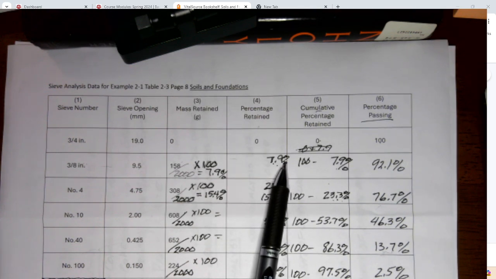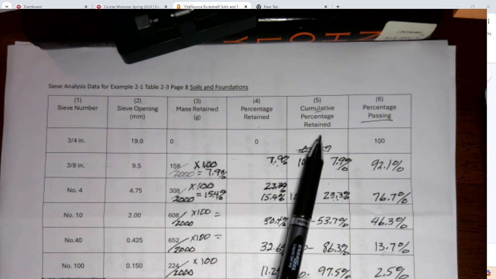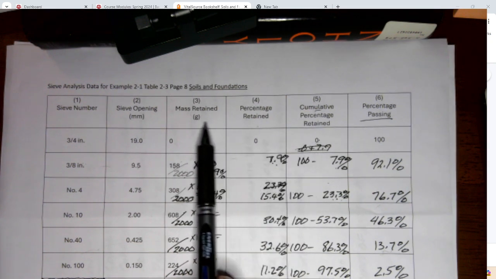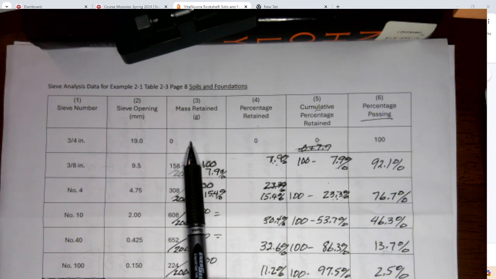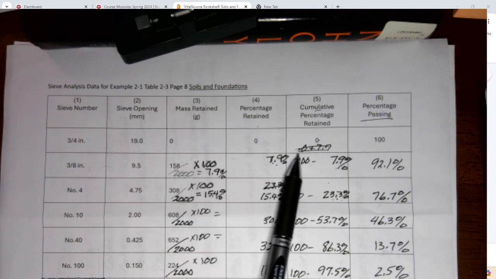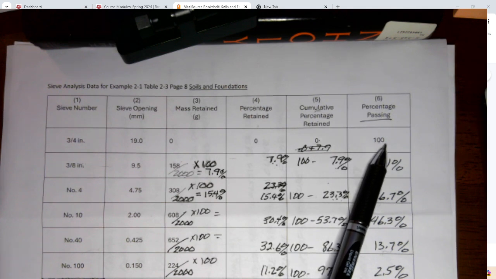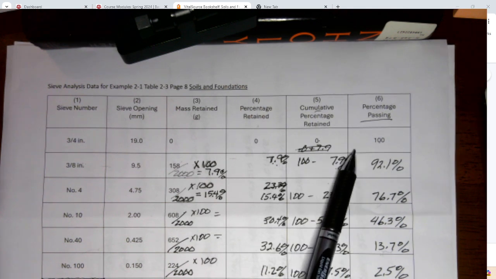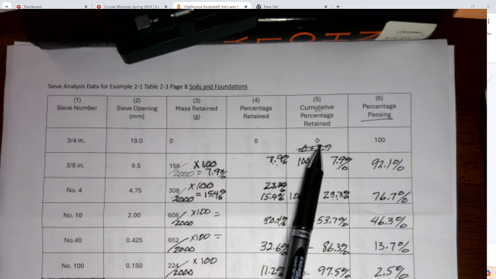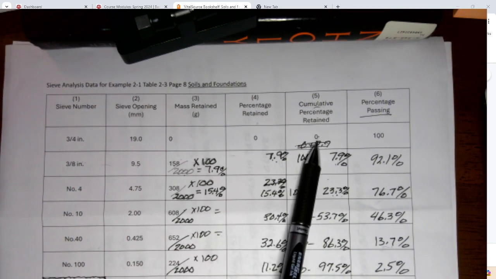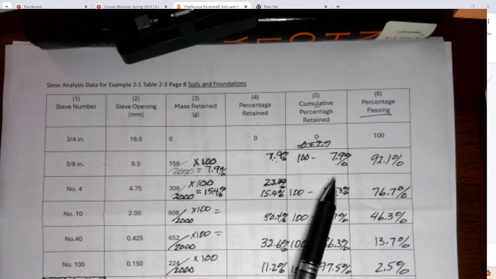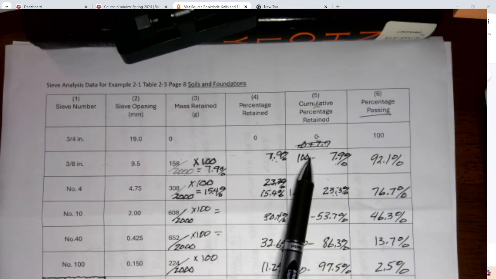This is just percent retained. Now to get the cumulative percent, I add the previous calculation of the 3/4 inch, and as you can see, it didn't retain anything. It went through everything, so 100% passed. We have to put a 0 in here, and then to get the cumulative, I take 0 plus 7.9 equals 7.9.